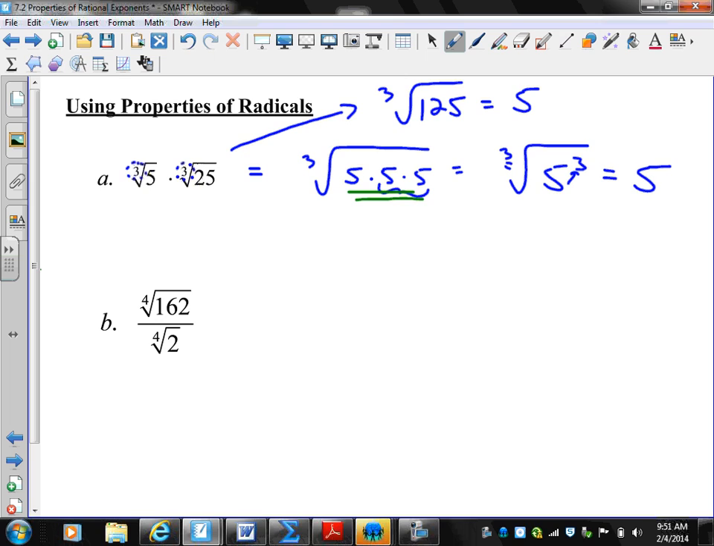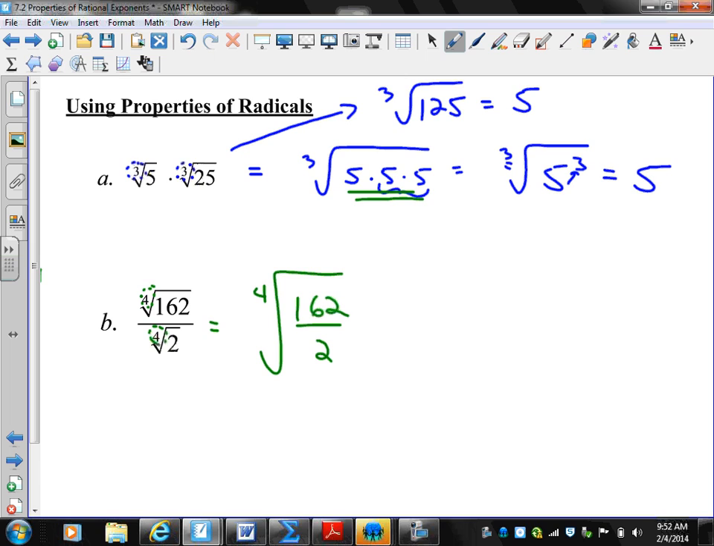Okay, second one here. We're doing the 4th root of 162 over the 4th root of 2. And again, this is the same idea as we can do the same properties with radicals as with exponents. So these are both index 4, right? These are both 4th roots. So I'm going to combine this into the 4th root of 162 over 2. So I can put those separate radicals together.